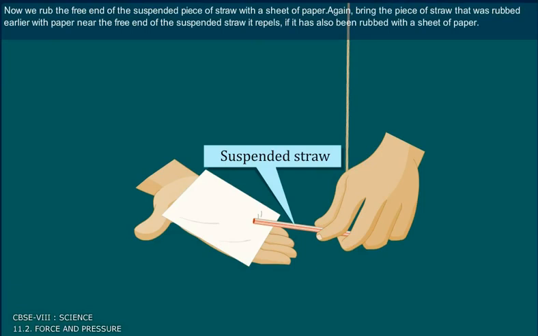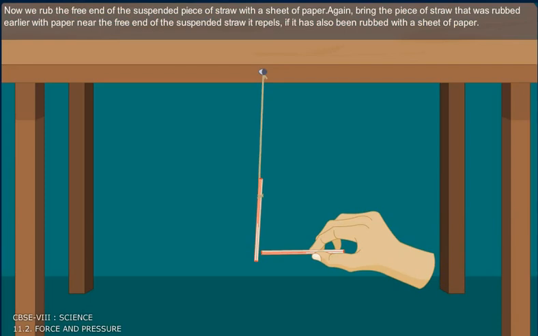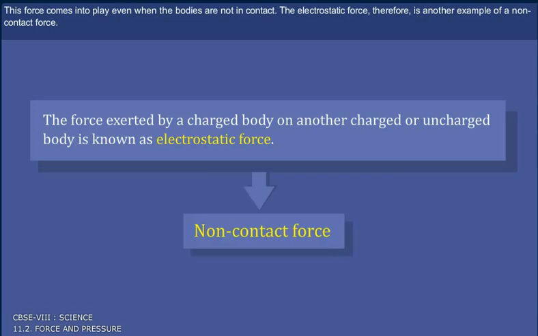If we rub the free end of the suspended piece of straw with a sheet of paper, again bring the piece of straw that was rubbed earlier with the paper near the free end of the suspended straw, it repels, if it has also been rubbed with a sheet of paper. The force exerted by a charged body on another charged or uncharged body is known as electrostatic force. This force comes into play even when the bodies are not in contact. The electrostatic force, therefore, is another example of a non-contact force.